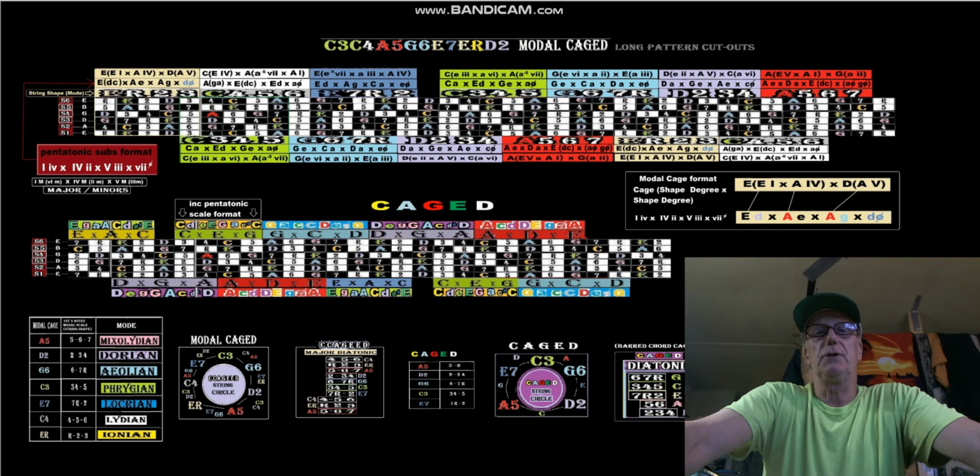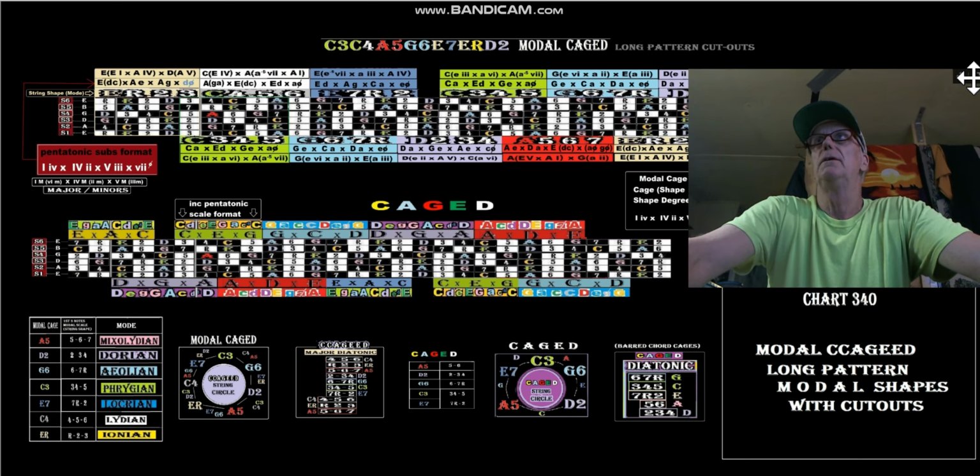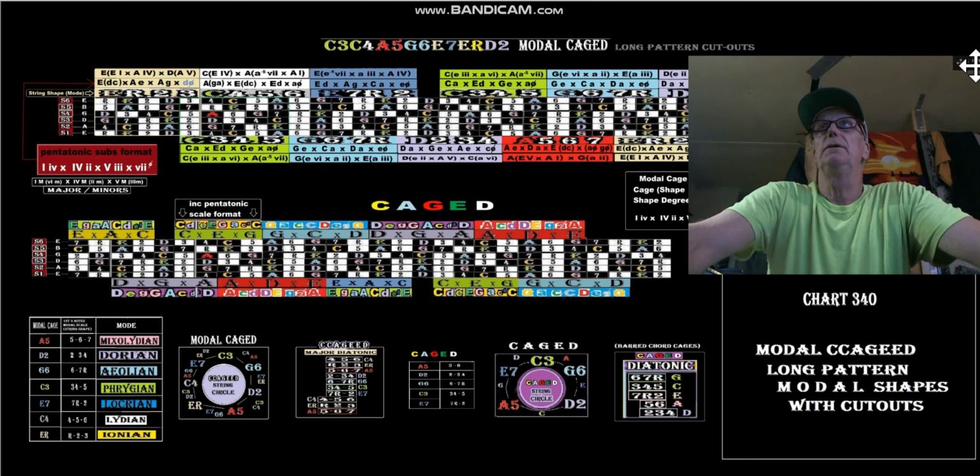Today we have chart number 340 and I'm going to be focusing on modal CCAGEED, not caged, but CCAGEED, which of course does contain the word caged. So we will be using the caged concept. That's why I have the old caged fretboard here and the new long pattern modal shapes with the cutouts.